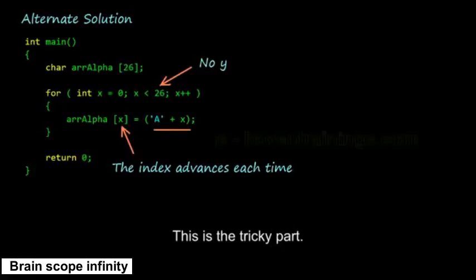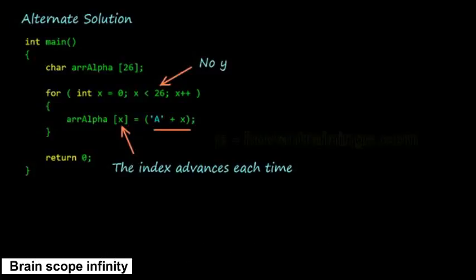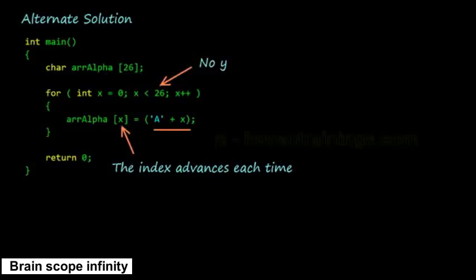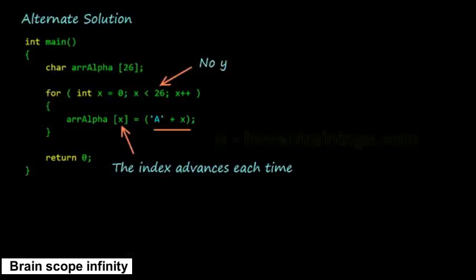This is the tricky part. When x increases by 1, this expression also increases by 1. That means that this expression also keeps advancing by 1 character each time. Hence, the entire alphabet characters get stored one by one.